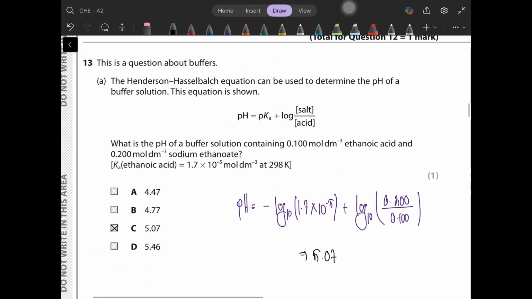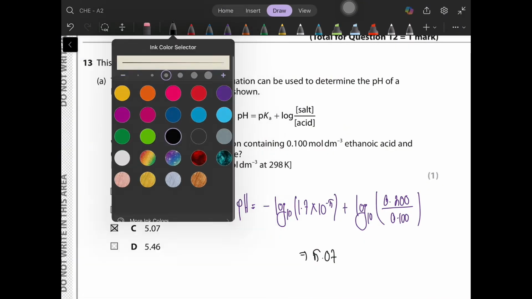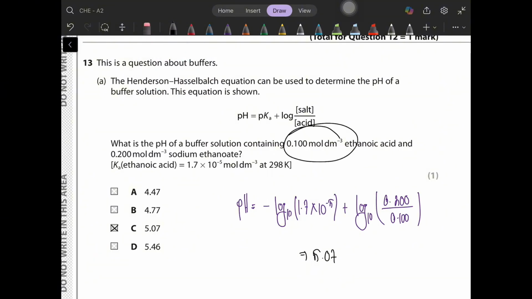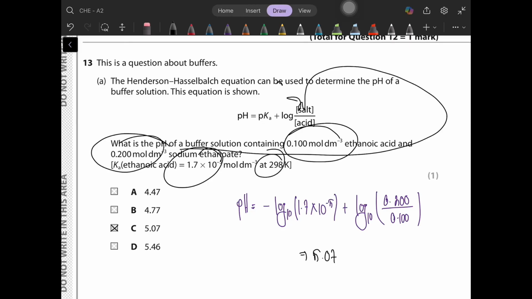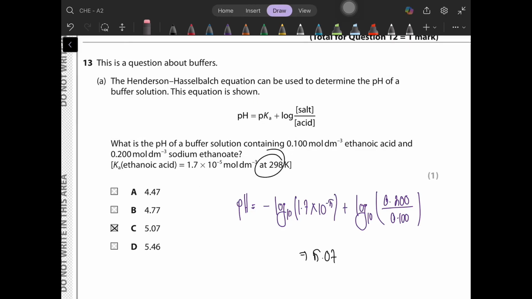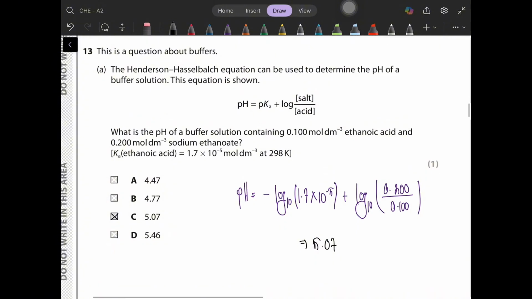So this question is about buffers. The Henderson-Hasselbalch equation can be used to determine the pH of a buffer solution. This equation is shown over here. What is the pH of a buffer solution containing this concentration of acid, this concentration of salt, sodium ethanoate, this K, and this temperature? So what you have to do is plug all of these values into this equation, and hence you're going to find the pH. So this is what I've done over here. See, that's 5.07.